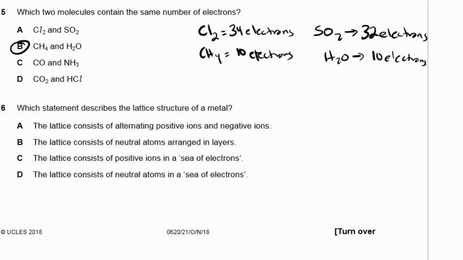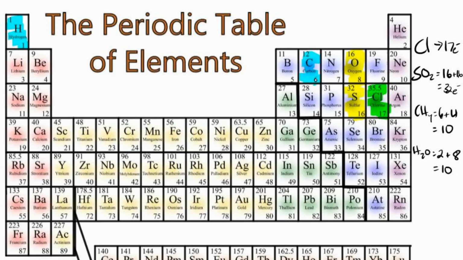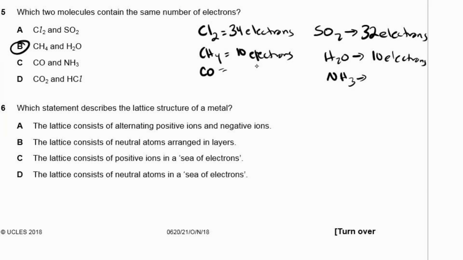So we'll do carbon monoxide, CO, and NH3. So CO and NH3, what is that? As we know, carbon has 6, O has 8. So CO has 6 plus 8, which equals 14 electrons. And N, which is right here, has 7. So NH3 has 7 plus 3 H's, so 3, that's 10. So that's clearly not the same. So CO has 14 and NH3 has 10.